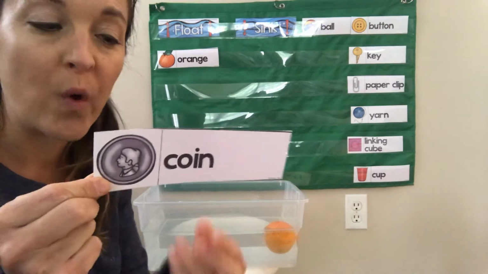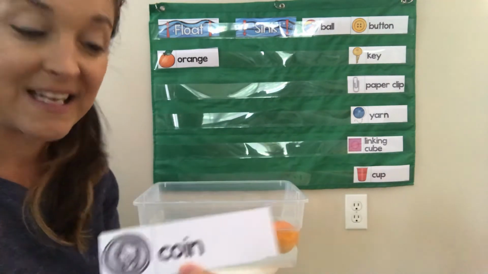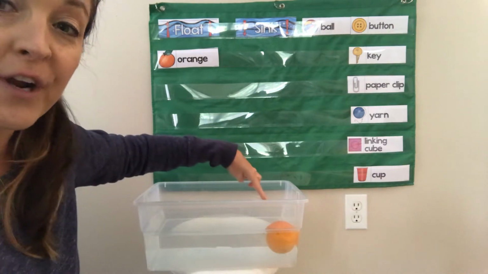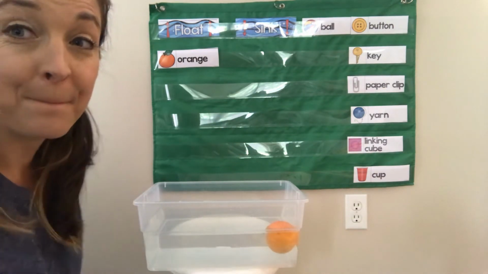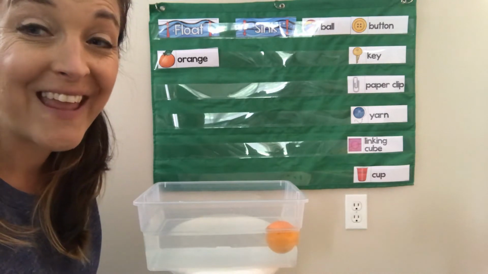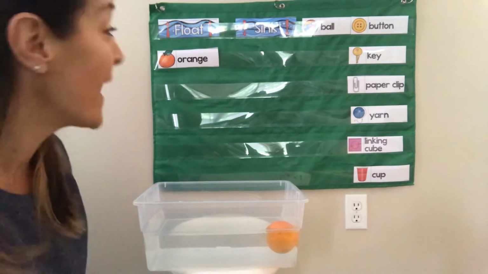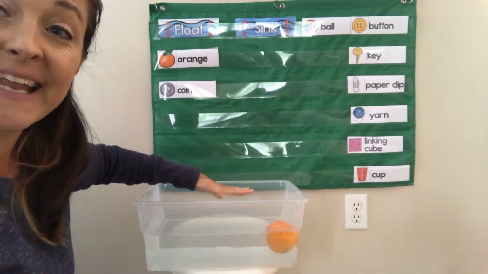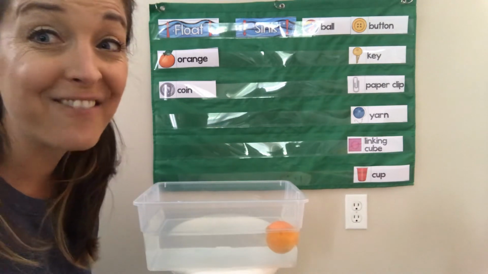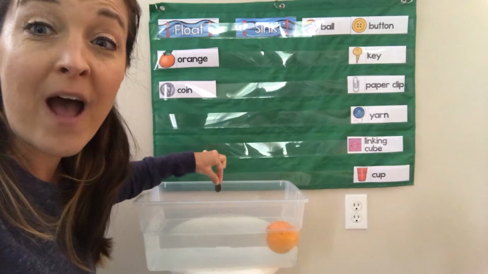the coin. Do you think the coin is gonna float like the orange or sink to the bottom? What do you think? You think it's gonna float? Okay, let's put it up here at the orange. You think it's gonna stay at the top? Let's find out. Ready? 3, 2, 1.